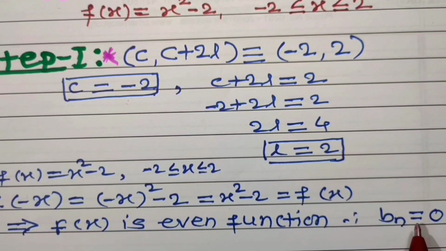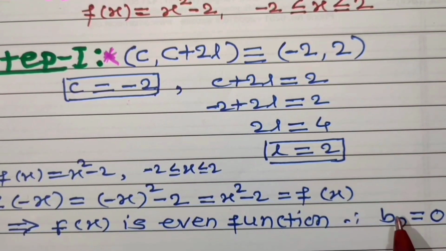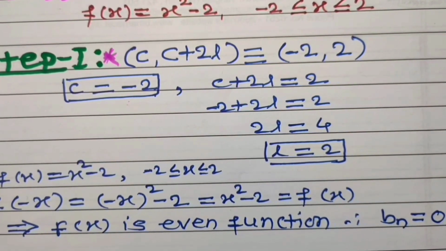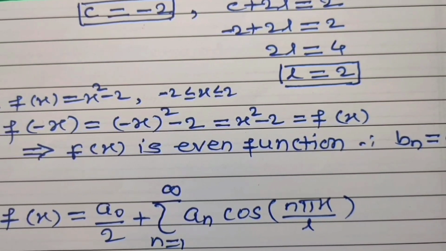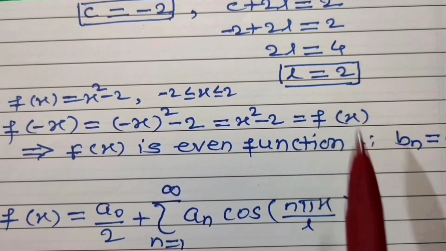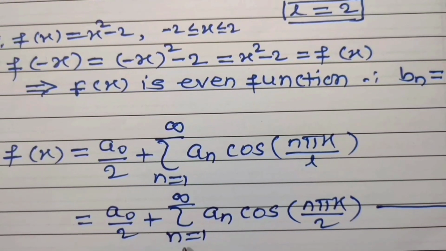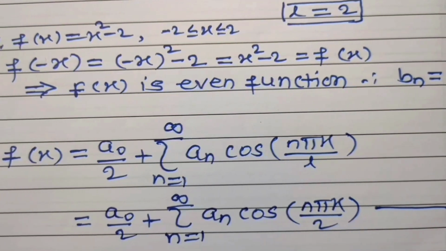Here we have to find only two Fourier coefficients, A0 and An. First of all, write the required general formulae in step number 1. Here the formula for f of x is A0 upon 2 plus summation n is equal to 1 to infinity An cosine of n pi x divided by L. But here we have obtained L is equal to 2. So replacing L by 2 here, f of x is equal to A0 upon 2 plus summation n is equal to 1 to infinity An into cos of n pi x divided by 2. And consider this as equation number 1.